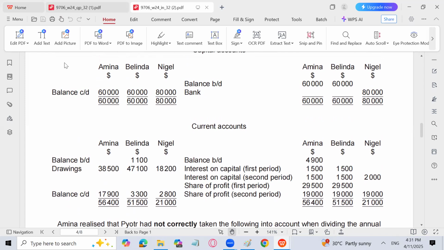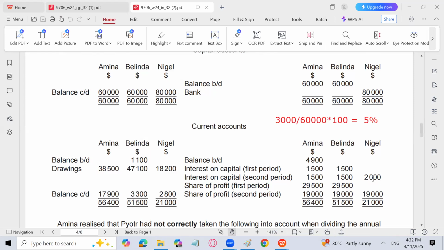The total interest on capital for the whole year is 1,500 for Amna and 1,500 for Belinda. That is 3,000, which is given in the question, because the rate of interest is not given. 3,000 divided by the capital of Amna, 60,000, into 100, is going to be 5%. If you calculate with Belinda, you will get the same. And if you calculate the interest on capital for Nigel, it will also be 5%.